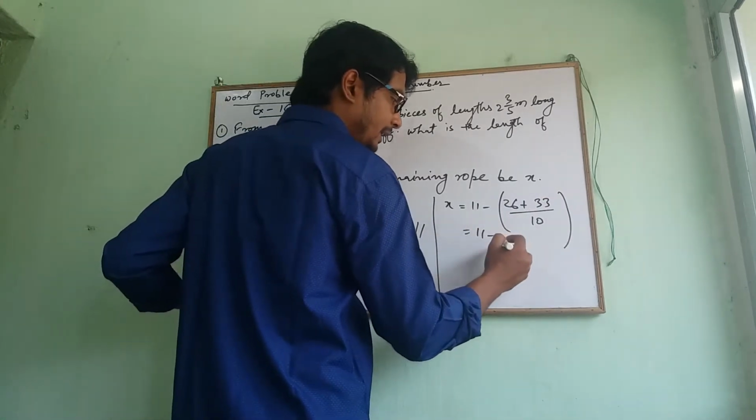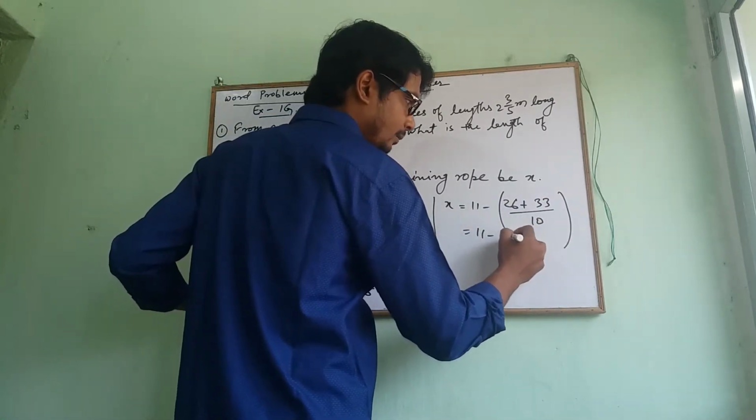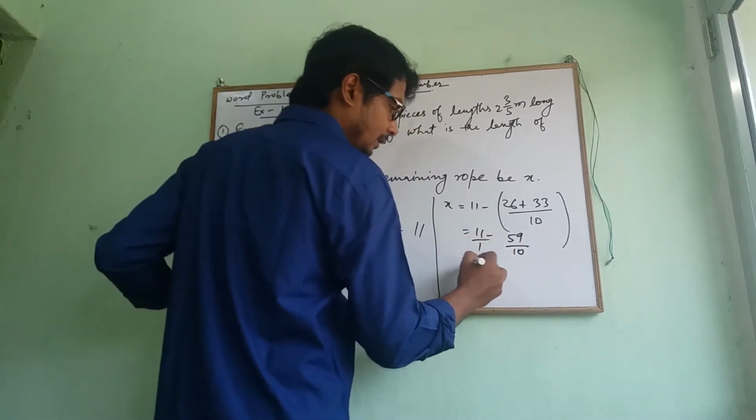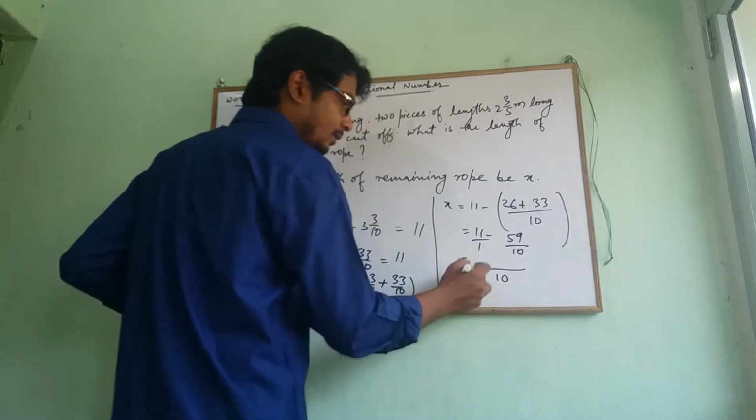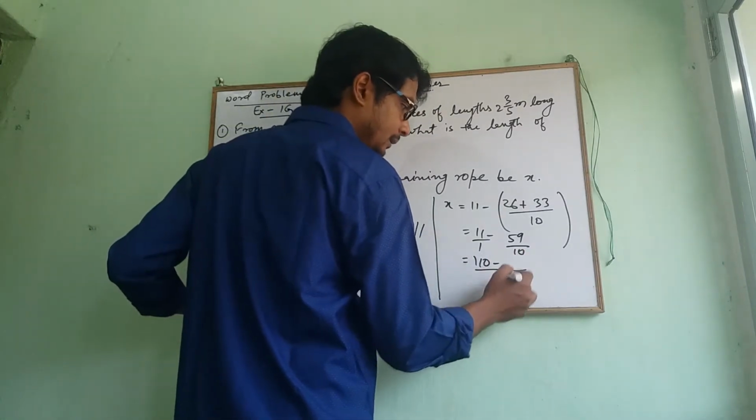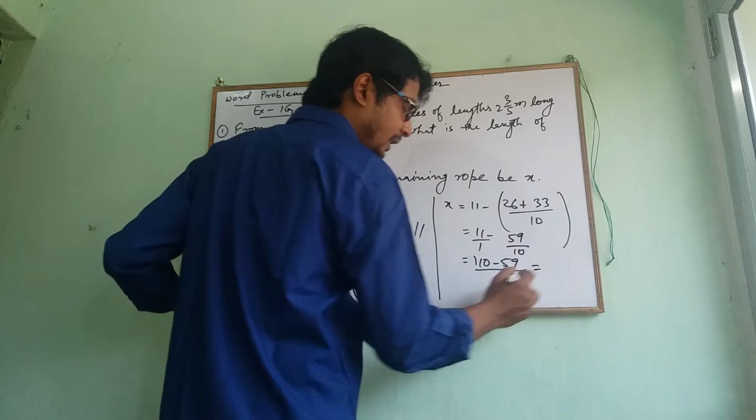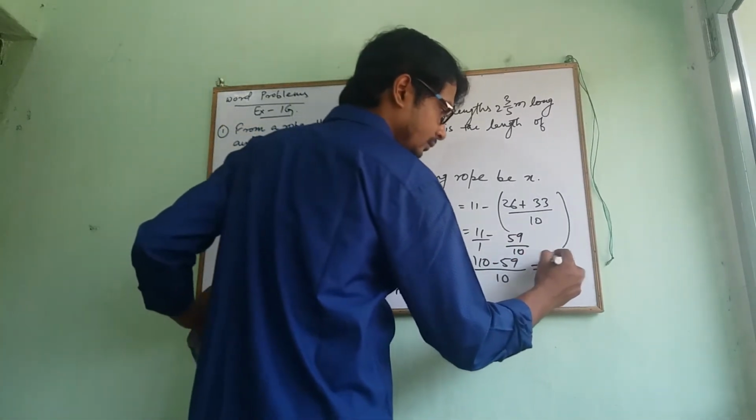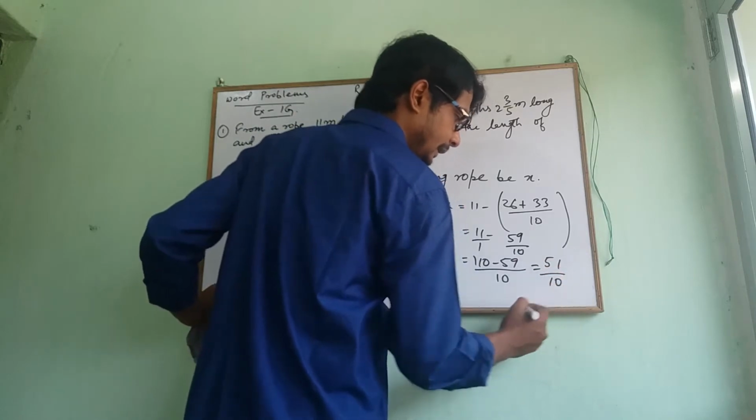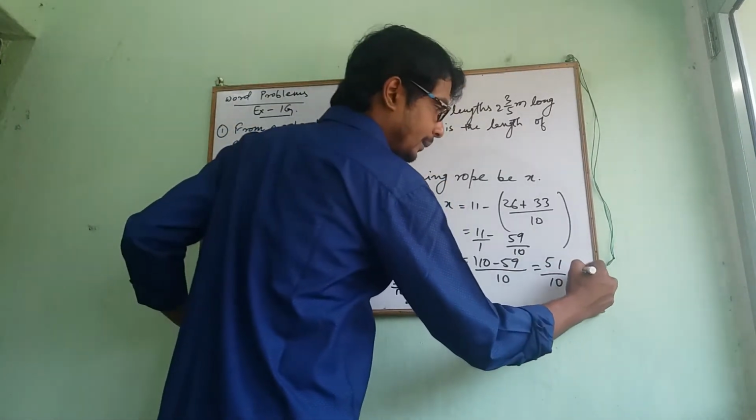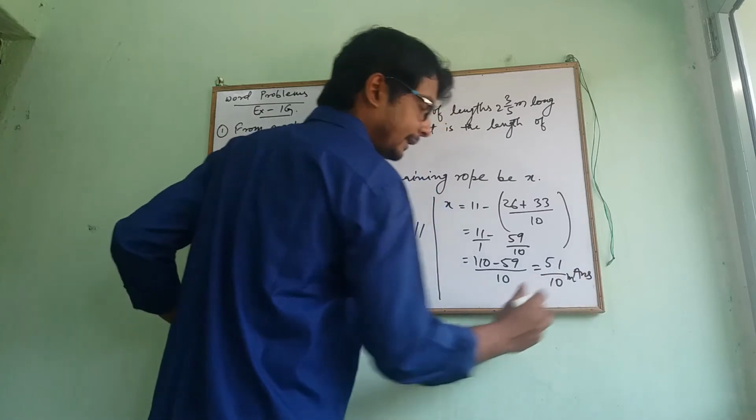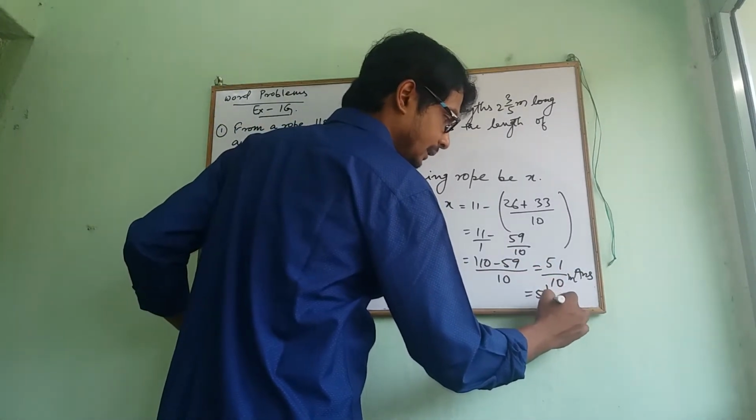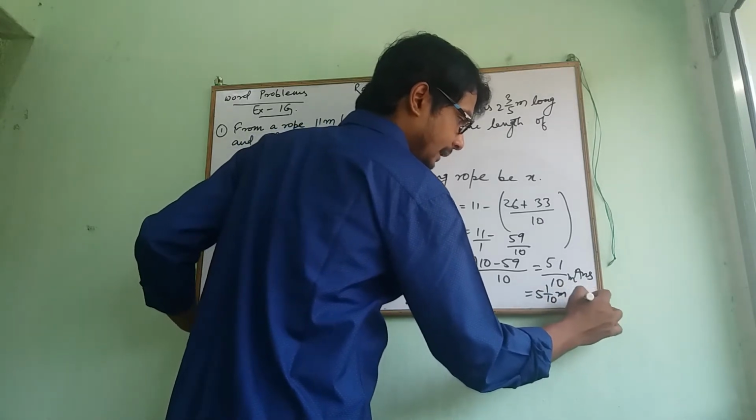So the answer is 11 minus 59 by 10, upon taking LCM once again. So this becomes 110 minus 59. So this becomes 51 by 10. So this is my remaining length of the rope. You can write it this way also, 5 whole 1 by 10 meter. This will be my answer.